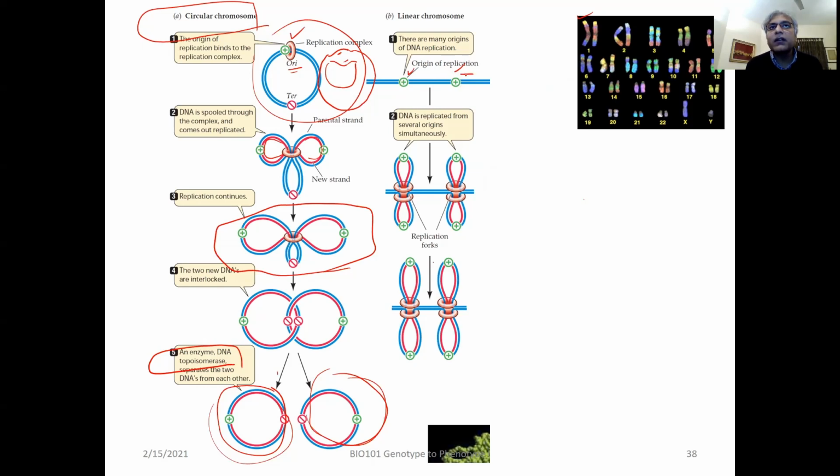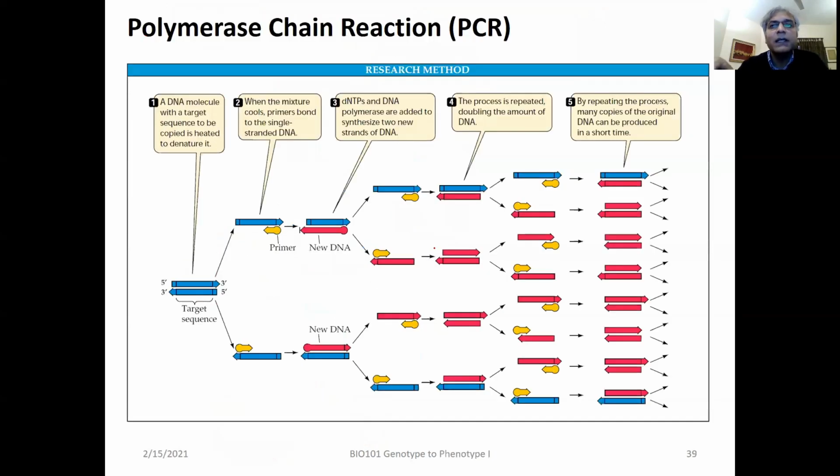It replicates in this direction, in this direction. You can imagine sometimes you'll have a continuous strand, sometimes discontinuous, based on which of the two strands is being replicated and which direction the replication fork is going. And this is how long chromosomal DNA is replicated. And we also have topoisomerases there as well.